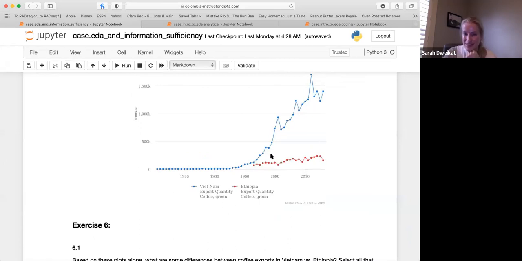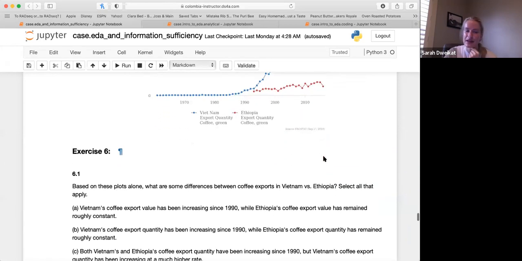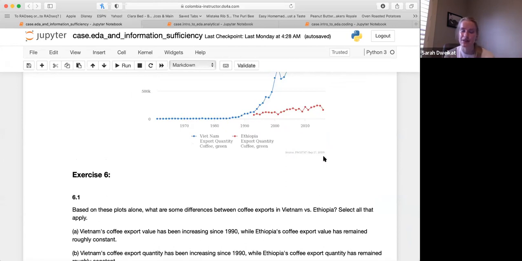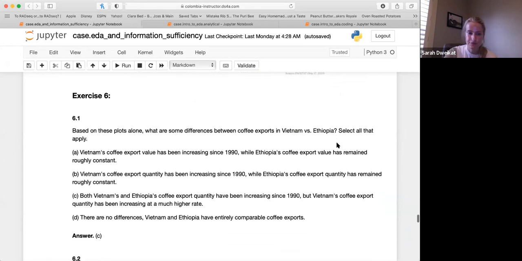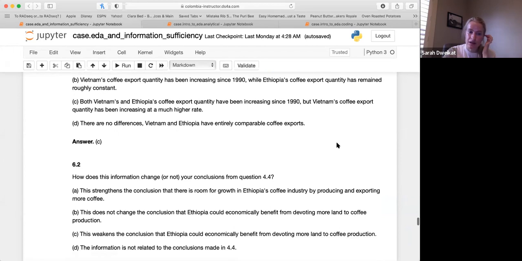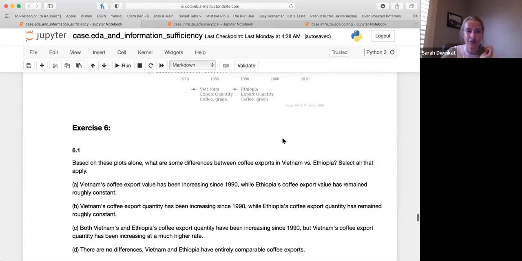And when I first looked at this, I thought, yeah, it's pretty constant to me. So I would say if you said either one of those in terms of your data analysis, they would be correct answers. But yeah, the main point here is that Vietnam has really, really increased over time at a much higher rate, their amount that they're exporting. Okay. So how does this information change or not your conclusions from question 4.4? So let's go back to question 4.4.